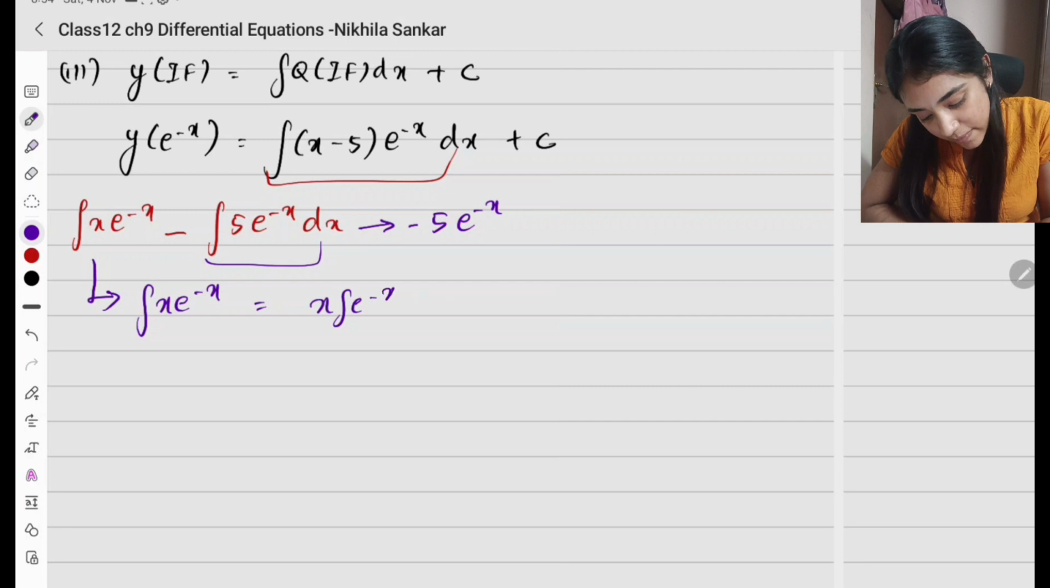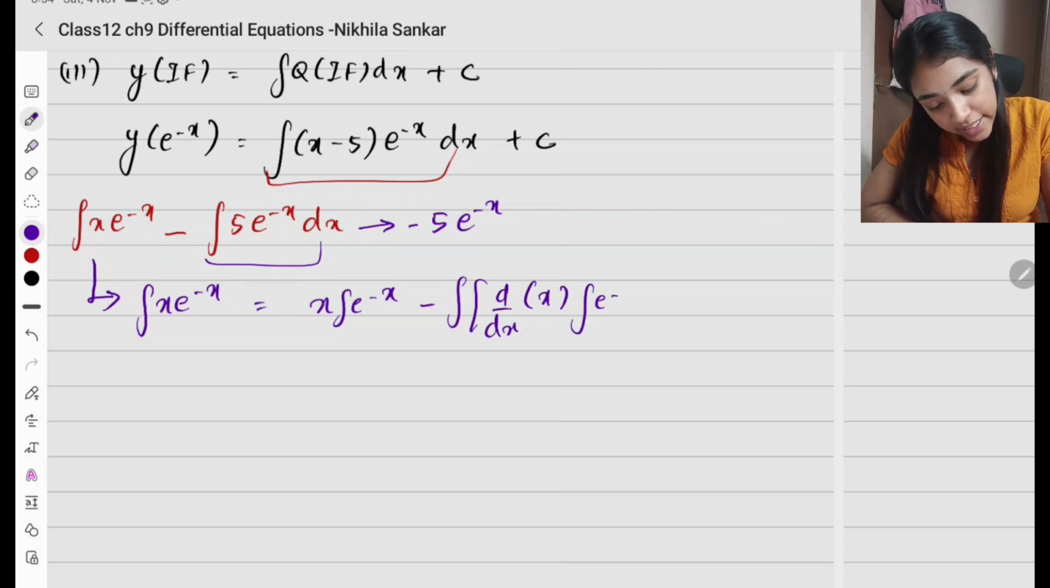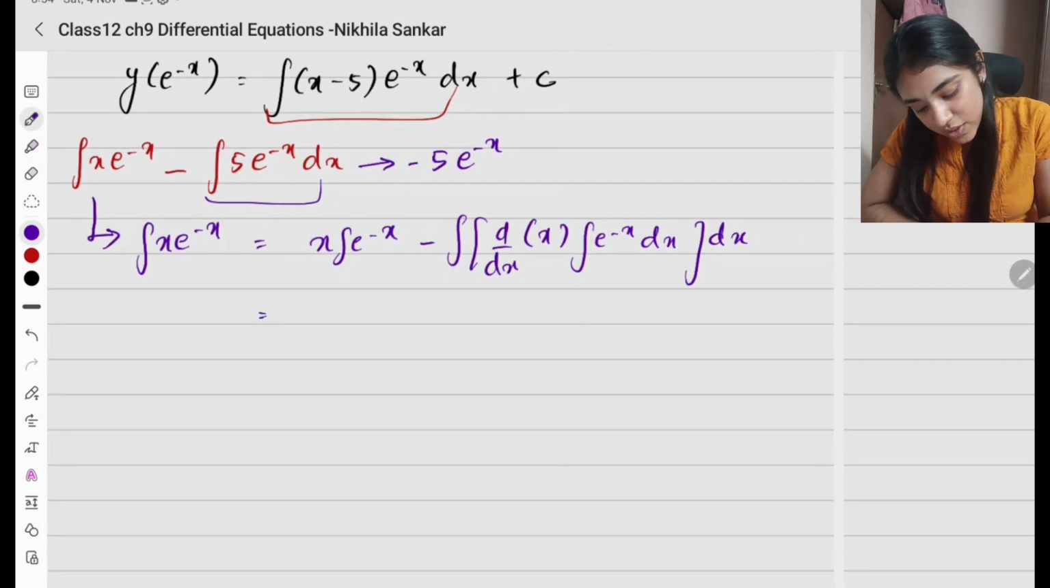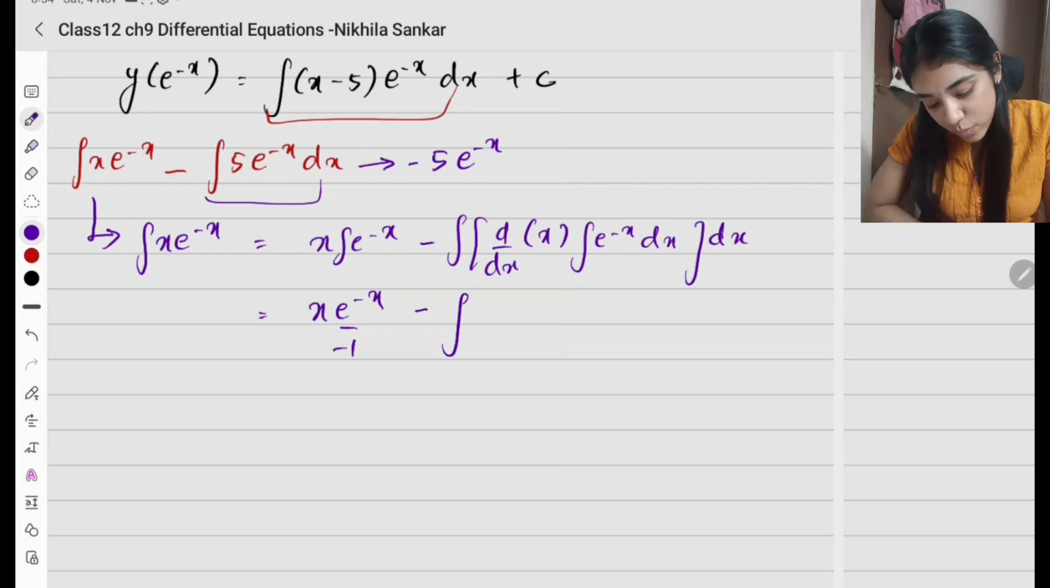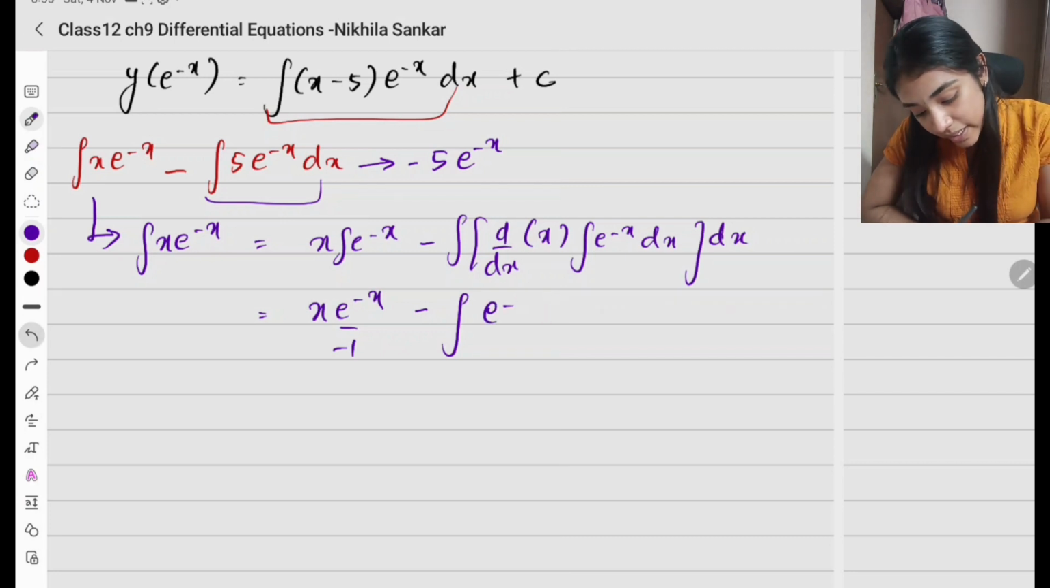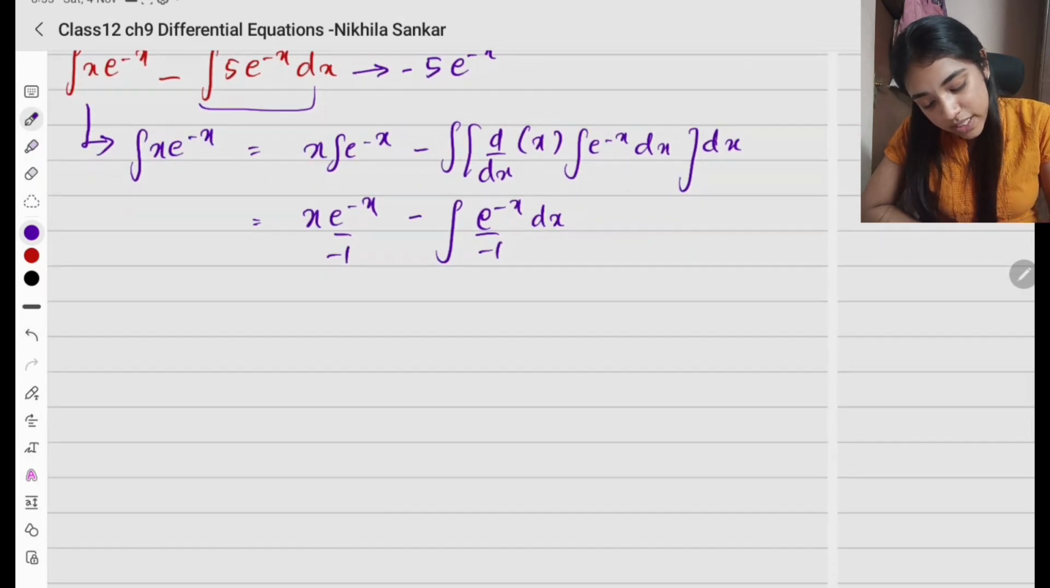So, I have x integral e to the minus x minus, open the bracket, integral, open the bracket, d by dx, differentiation of the first term, integral of the second term dx times dx. So this is going to be x e to the minus x divided by minus 1. We did the same thing in the previous question. Correct? D by dx of x 1 e to the minus x, or integral e to the minus x divided by minus 1 times dx.